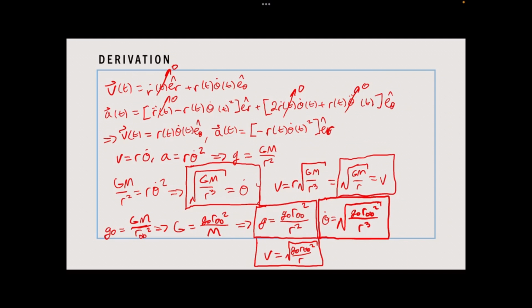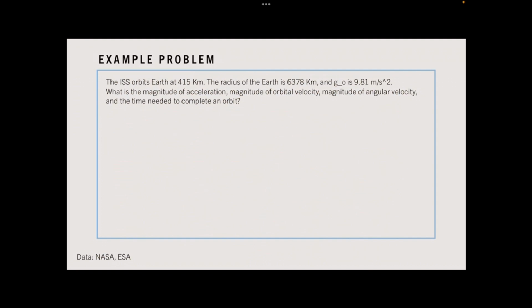So these are three handy, useful formulas that we just derived using our known equations from lecture. So now what we can do is a practice problem using known data from the ISS, including its orbital altitude and the radius of the Earth.